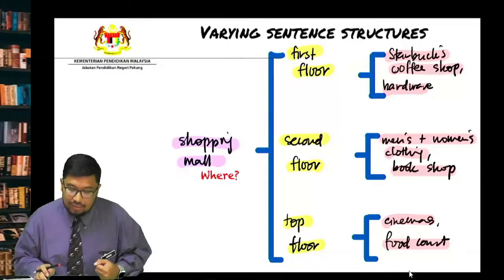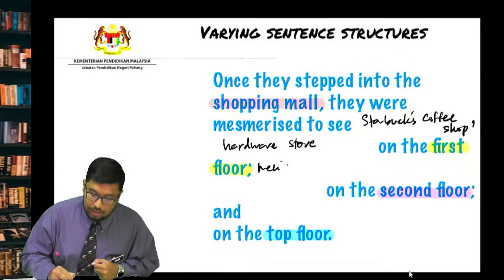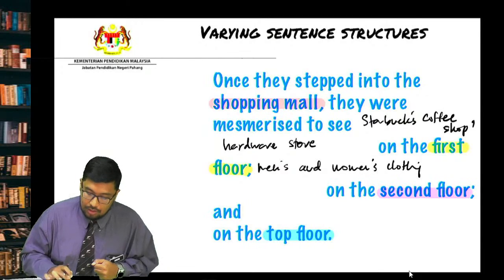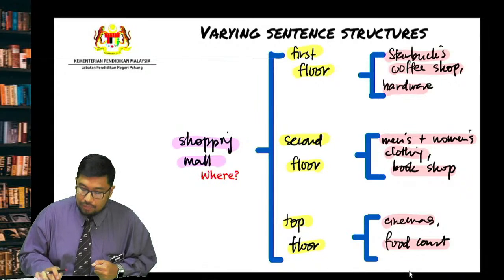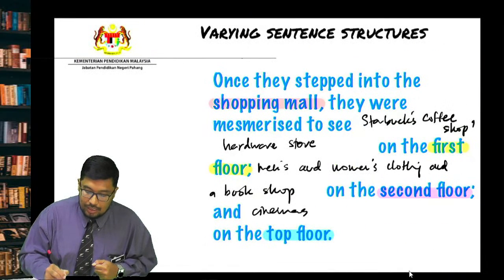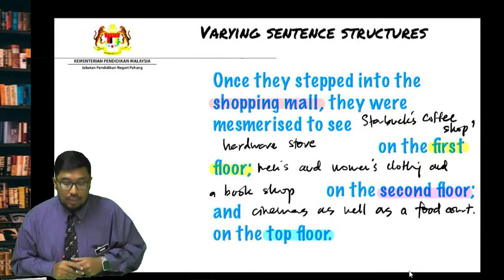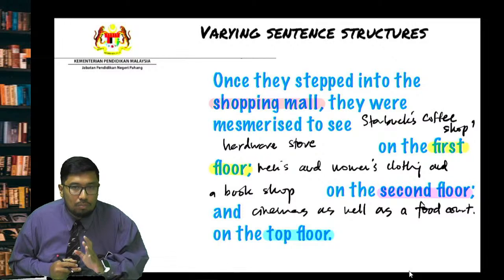And what can be found on the second floor? Men's and women's clothing, and also a bookshop, on the second floor. And lastly, what can be found on the top floor? On the top floor, there are cinemas, as well as a food court on the top floor.